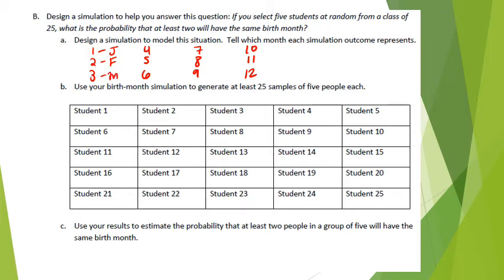Now you're going to use your birth month simulation to generate at least 25 samples of 5 people each. And I'm sorry, I should have said that this was sample 1 instead of student 1, because that would have made a little bit more sense. But you're going to generate 5 random numbers.